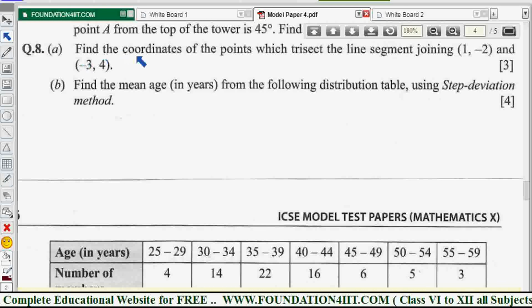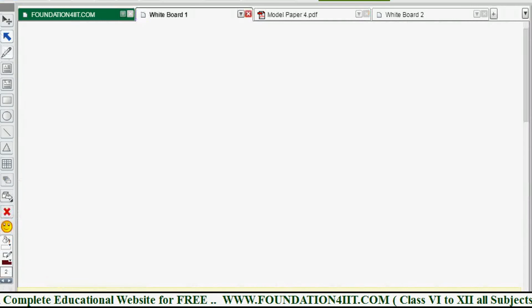So in this first one is find the coordinates of the points which trisect the line segment joining 1 comma minus 2 and minus 3 comma 4. So trisection, that means 2 points you need to find out between these 2 points. They're equal distance to each other. So let me take the question and draw the diagram and understand clearly. So in this, let's take the 2 points A and B. So let these two are given. A is 1 comma minus 2 and B point is minus 3 comma 4. We need to find out the trisection.